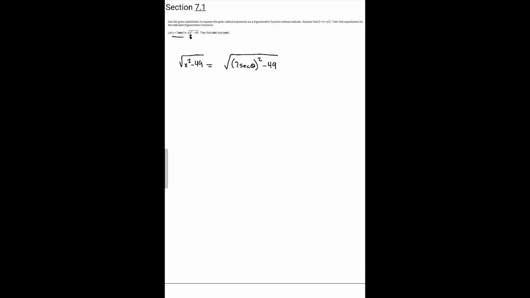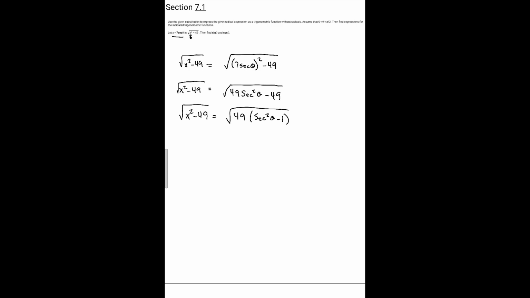So all the action right now is going to happen on the right side. So let's do some algebra. On the inside of that radical, we now have 7 squared, which is 49, times secant squared theta, and still minus the 49. Bring it down. On the right side, we now have a 49 in common with each of those terms. So if we factor out a 49, what we're left with is secant squared theta minus 1.